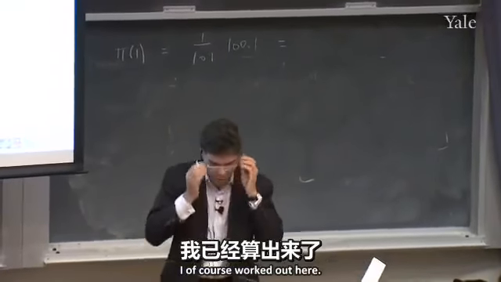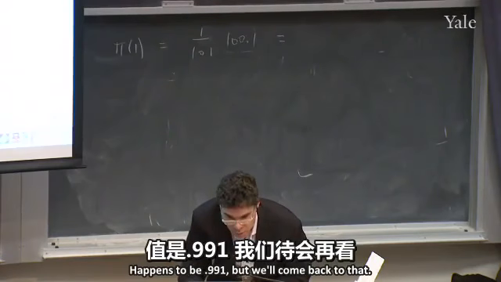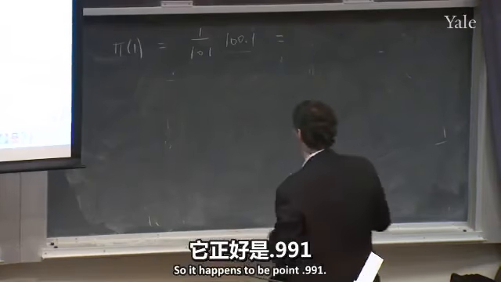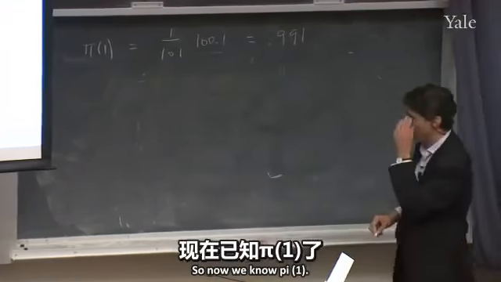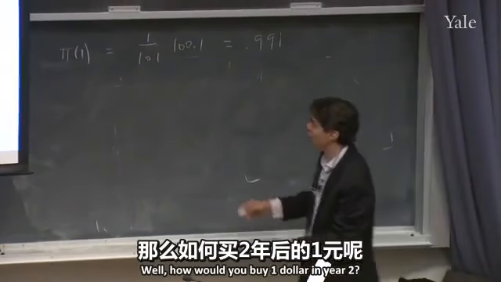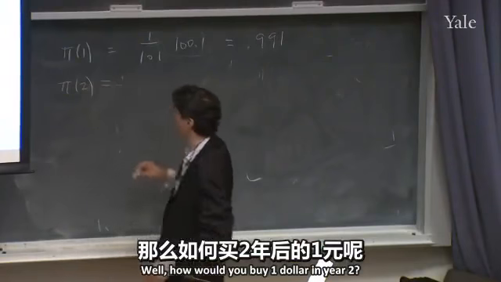Okay, so this number by the way, which I, of course, worked out here, happens to be 0.991, but we'll come back to that. Okay, so that happens to be 0.991. So now we know pi 1. Well, how would you buy $1 in year 2?